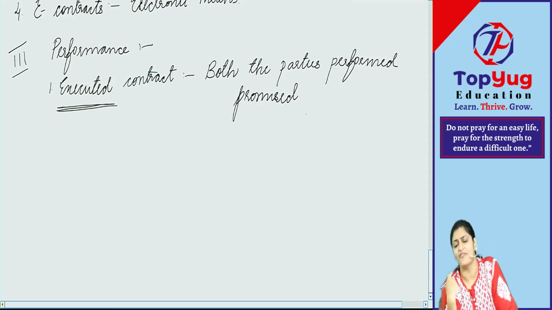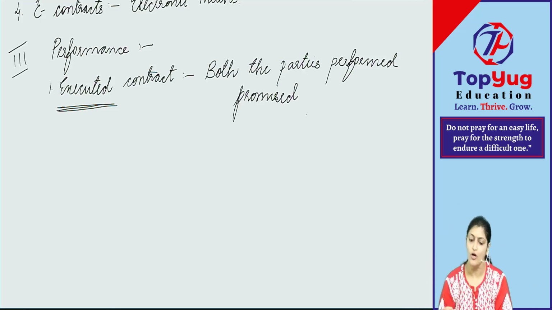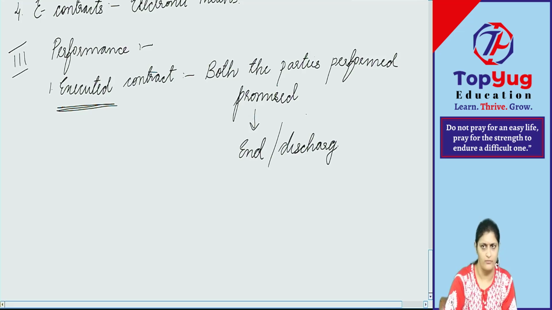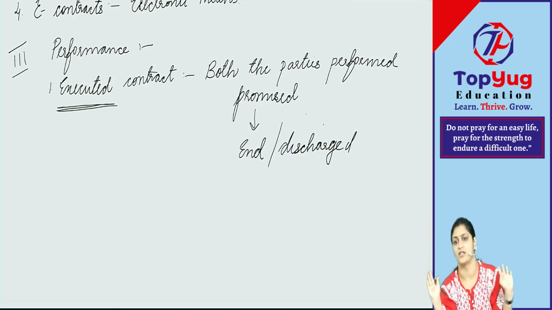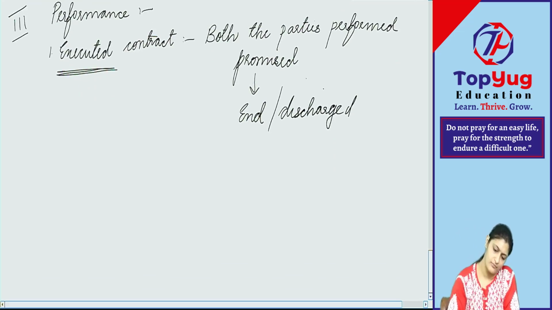Say I had to give you my car and you had to give me 5 lakh rupees. I gave you my car, you gave me 5 lakh rupees. Done, finish. We have performed the contract. Now this type of contract, an executed contract, comes to an end. It is discharged. What I had to do, I have done. What you had to do, you have done. The contract has now come to an end. Those types of contracts are known as executed contracts.